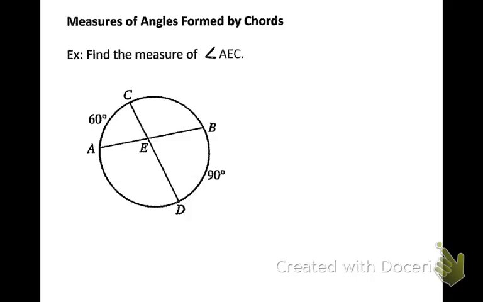Measures of angles formed by chords. Find the measure of AEC. All right. So to do this, I'll give you a clue. We draw in this chord CB. Okay? Now, how do you think we could find the measure of AEC? Any ideas how we could approach this proof? Any ideas?